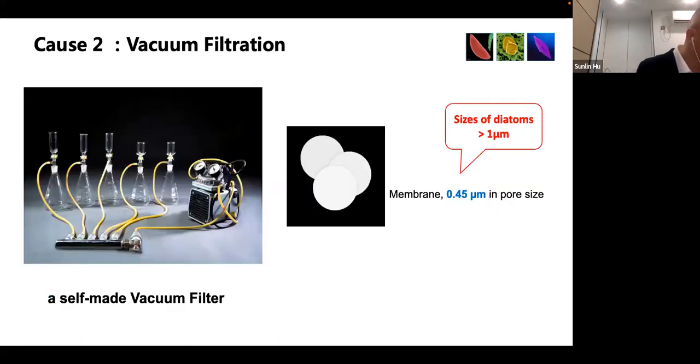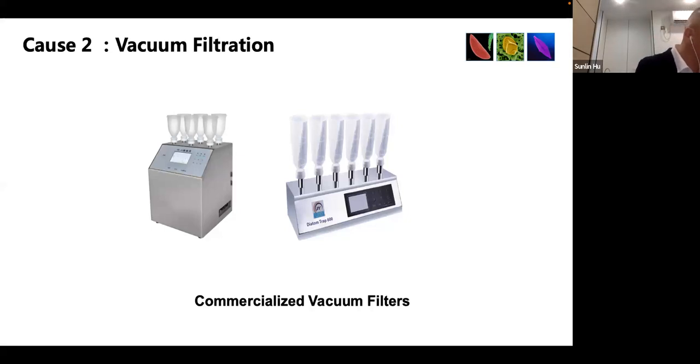In order to avoid diatom loss caused by centrifugation, we designed a simple vacuum filter using membranes with the pore size 0.45 micrometer. Since nearly all diatoms are larger than that size, this filter, in principle, is able to collect 100% of the diatoms in the liquid. This vacuum filter was later modified and commercialized.